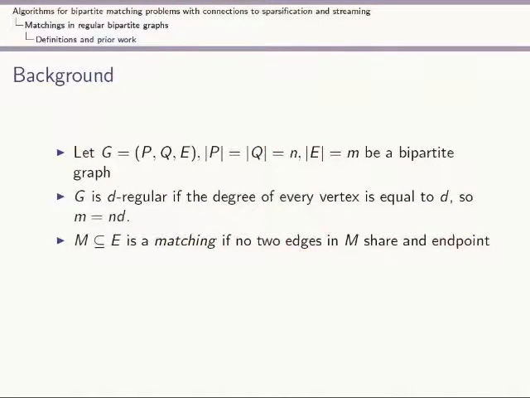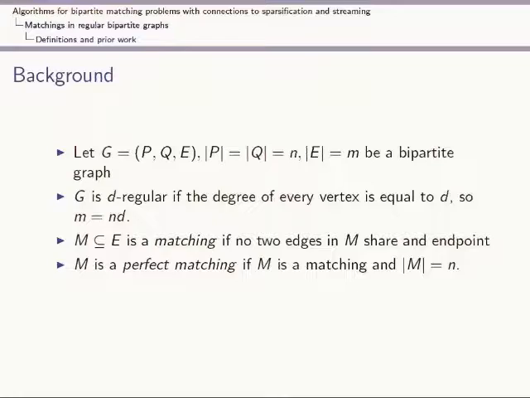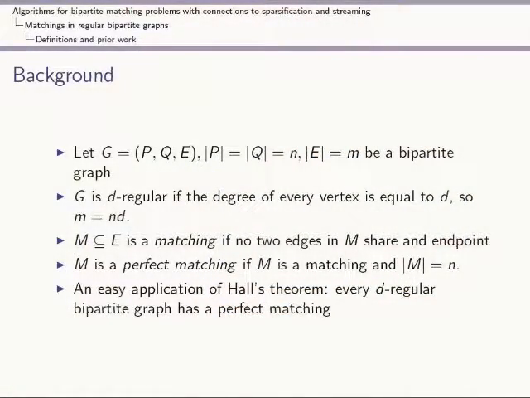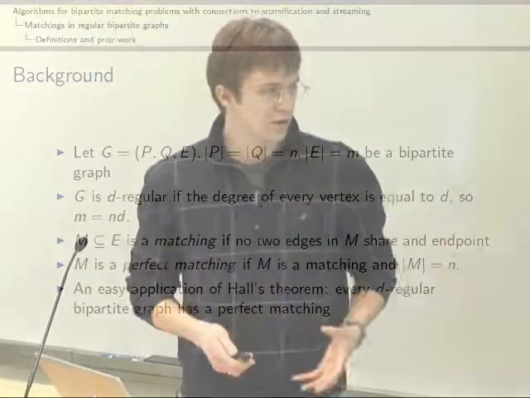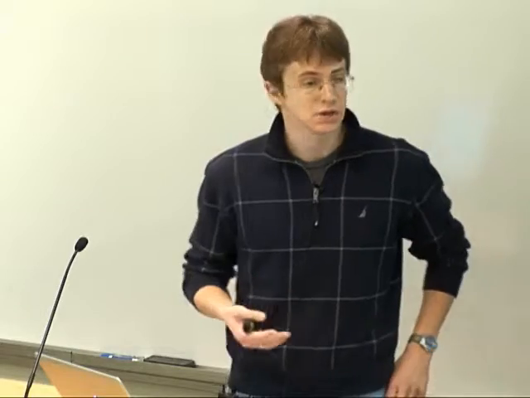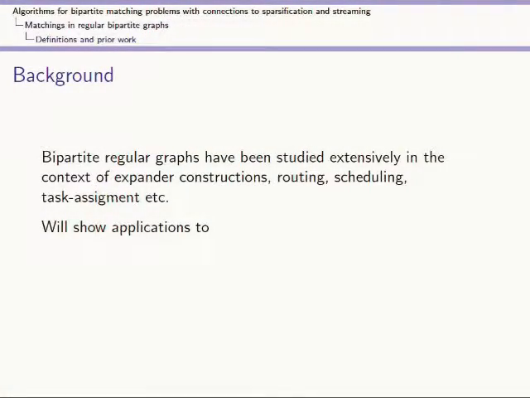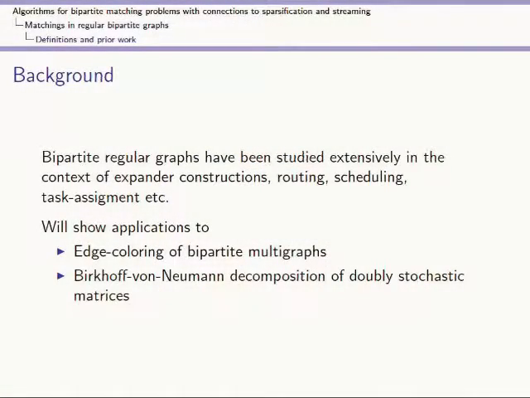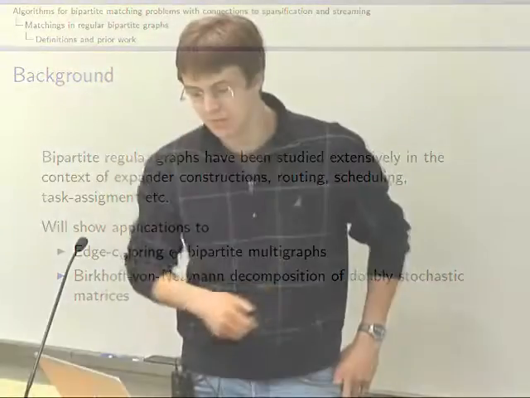A subset of edges M is a matching if no two edges in M share an endpoint. And M is a perfect matching if M is a matching and the size of M is exactly n. That is, M matches all the vertices in the graph. It's easy to see using Hall's theorem that every D-regular bipartite graph has a perfect matching. And finding one such matching in a D-regular bipartite graph is the object of our talk. These graphs have been studied extensively in the context of expander constructions, routing, scheduling, and task assignment, and have several applications in combinatorial optimization. In particular, I will also show applications to two problems. The first is edge coloring of bipartite multigraphs, and the second is Birkhoff–von Neumann decompositions of doubly stochastic matrices.